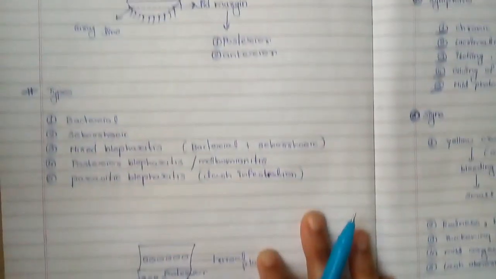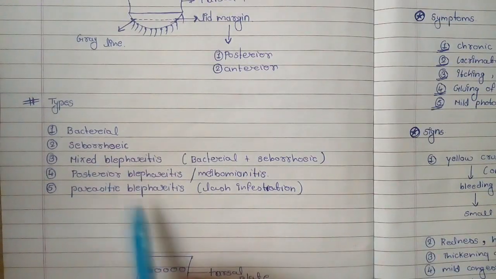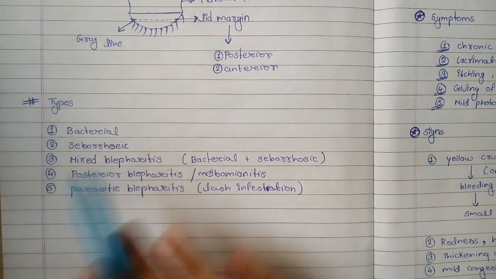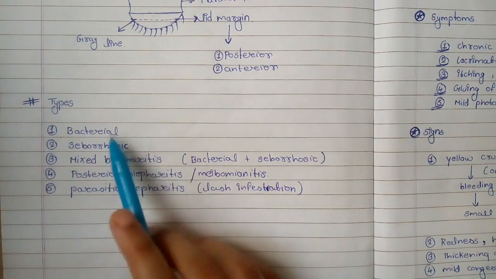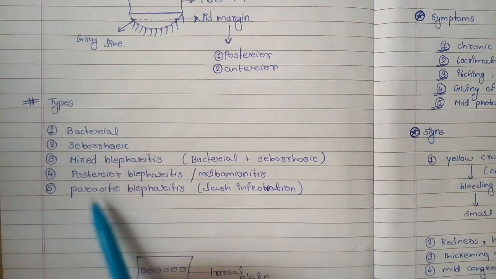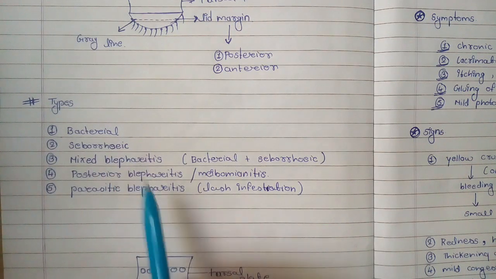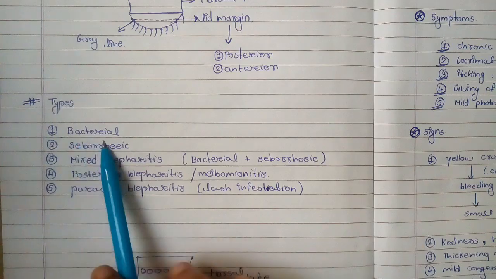Now the fifth type of blepharitis is parasitic blepharitis. Now the most important types of blepharitis are bacterial, seborrheic and parasitic blepharitis. First we are going to see the bacterial blepharitis.